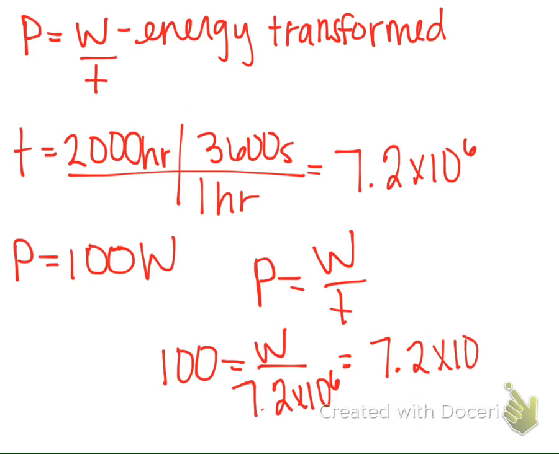Yeah, exactly. Just add 2 decimal places on. Okay, so 7.2 times 10 to the 8th. And what's our unit for work? Joules. Very good. Joules. Okay, so there's our answer in joules.